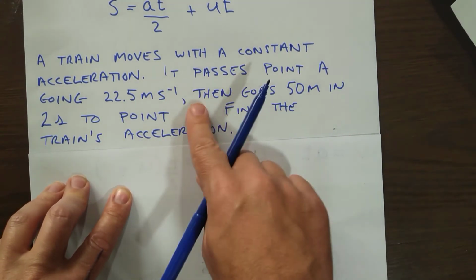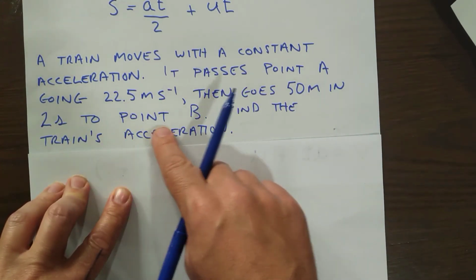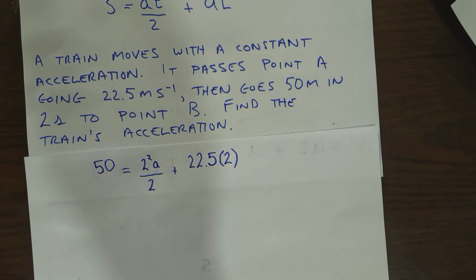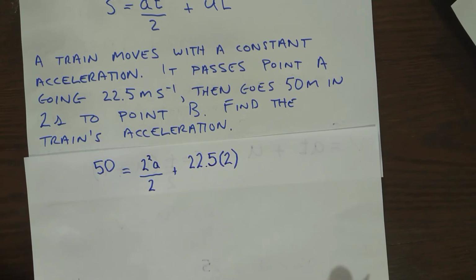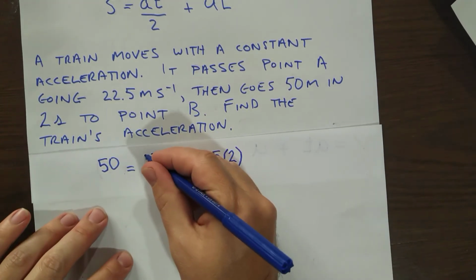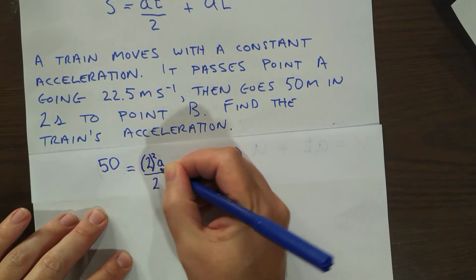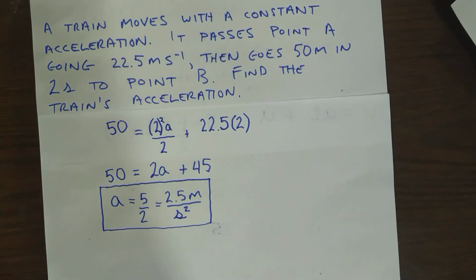So this is the initial velocity, then it goes 50 meters in 2 seconds to point B. Find the train's acceleration. Okay, give it a try on your own, please. Okay, I went ahead and set it up. I forgot something. Don't forget this. And now I'm going to solve it. And here's the solution.